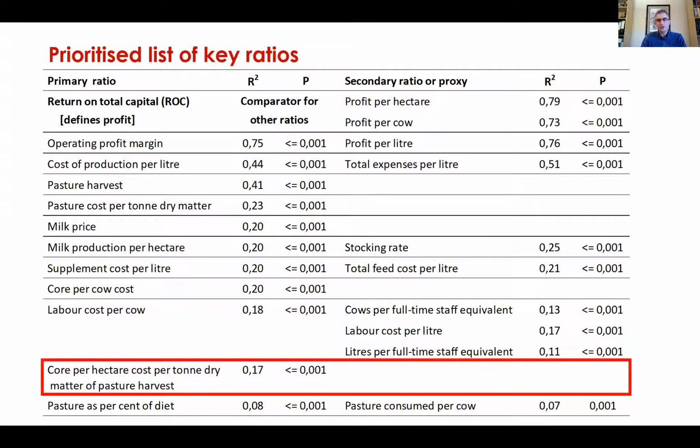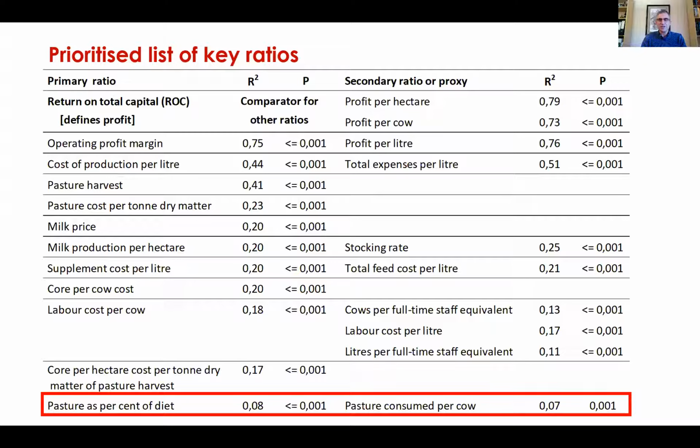This core per hectare cost per tonne dry matter of pasture harvest ratio was also developed by Red Sky, so that a group of costs related to the land area that do not include supplement or people, both of which require their own targeted ratios, could be monitored. This ratio is the most relevant for determining the performance of a dairy business and controlling farm area or hectare costs, which to be relevant and have significance needs to reference the amount of pasture harvested per hectare.